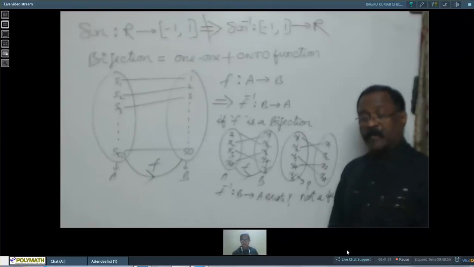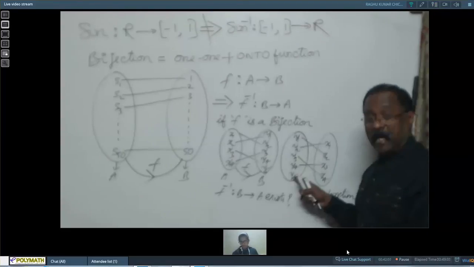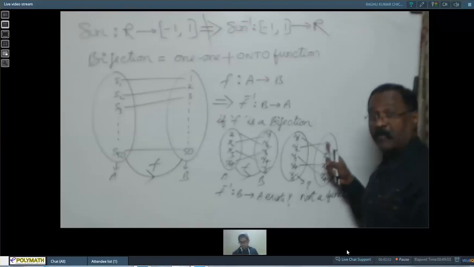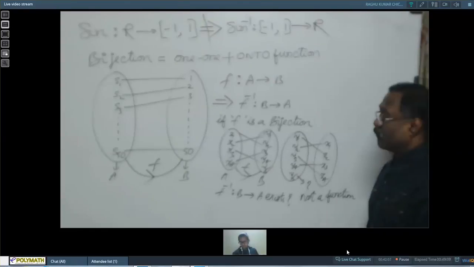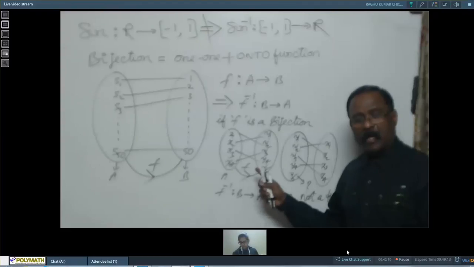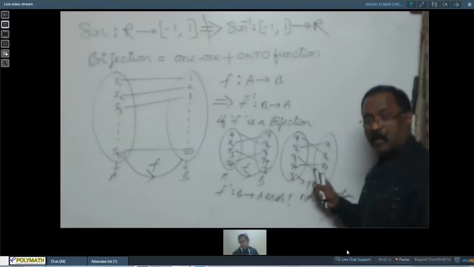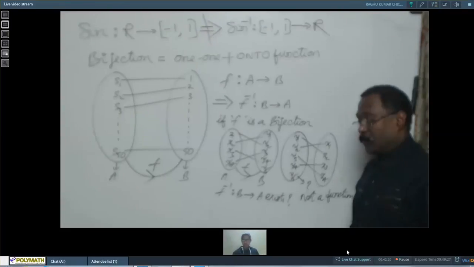But you must know the definition of a function. The definition of a function is that every element in the domain must have one and only one image in the codomain. Now, what is it that I proved here? I took only a one-one function, and for a one-one function, I proved that the inverse does not exist if it is only one-one. Are you with me?